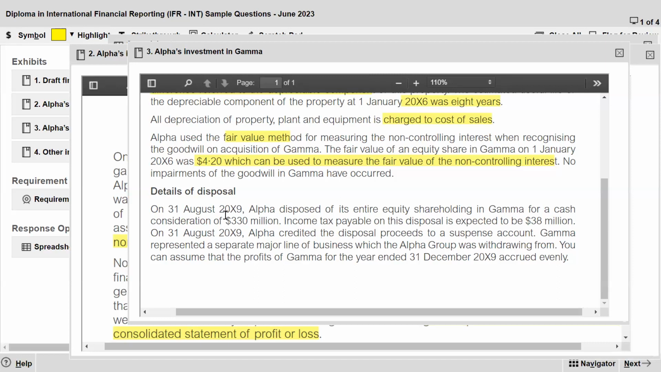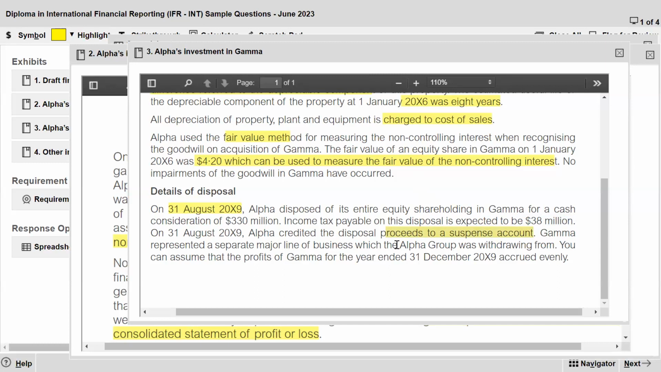Okay, now it says that on 31st August 2009, Alpha disposed of its entire equity shareholding in Gamma for a cash consideration of 330 million. Income tax payable on this disposal is expected to be $38 million. On 31st August 2009, Alpha credited the disposal proceeds to a suspense account. So what did they do? They said cash debit, and suspense credit.